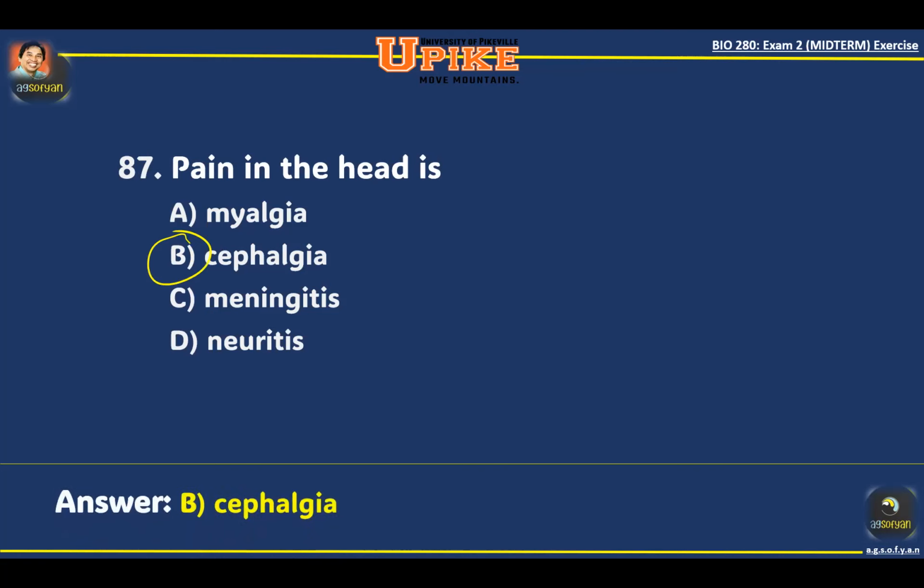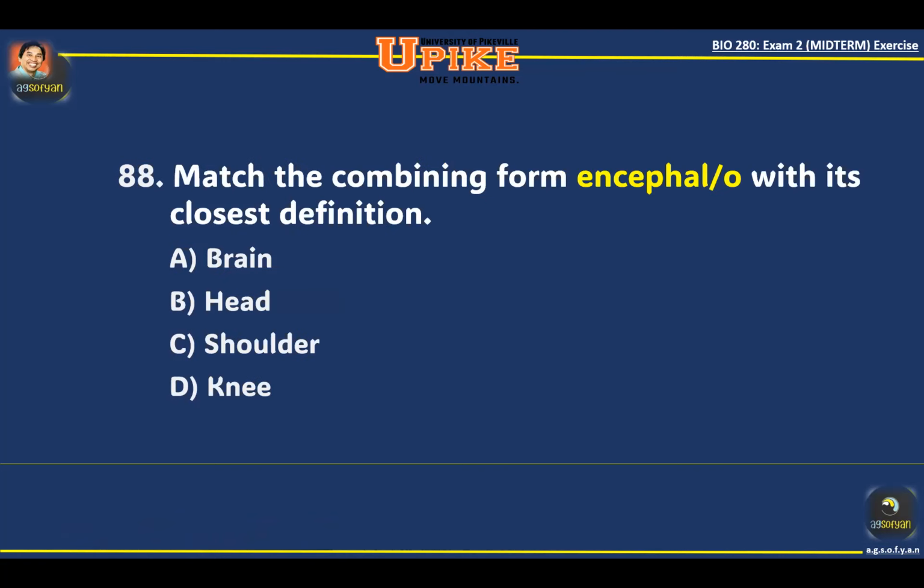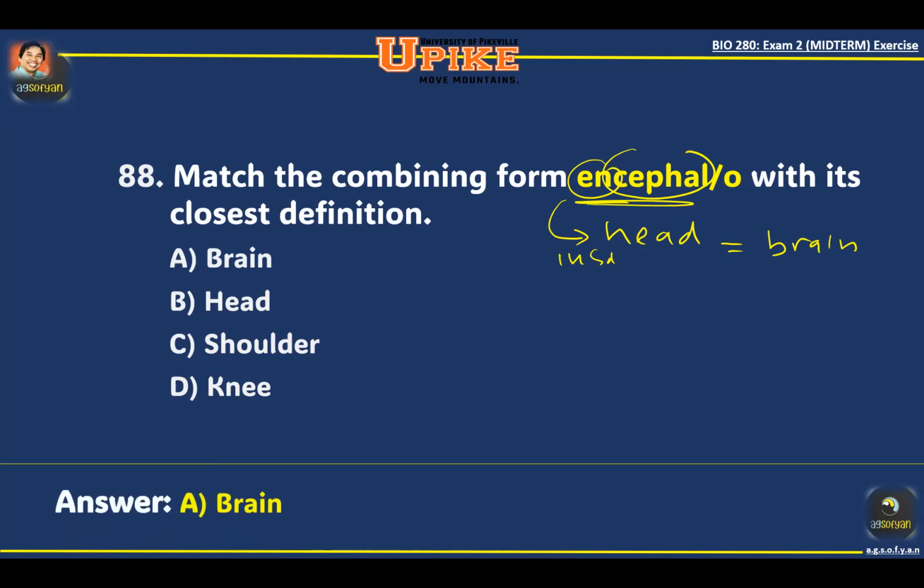Next, match the combining form of encephalo. Again, cephalo is head. Encephalo is actually inside the head, inside the head, which is the same as the brain. So encephalo means brain, cephalo means head.